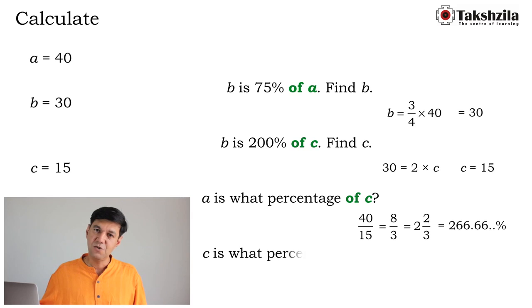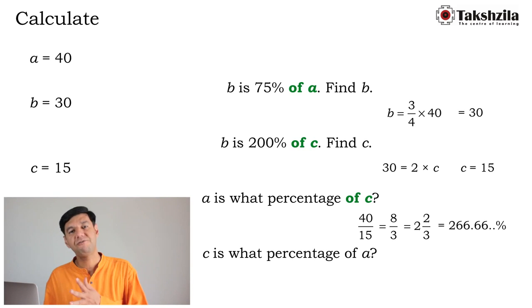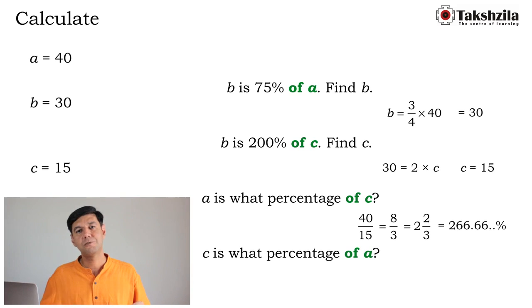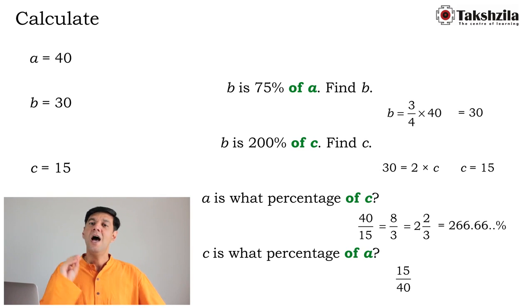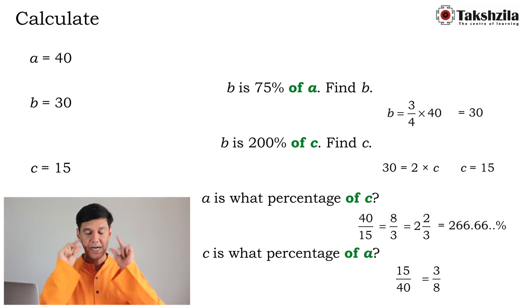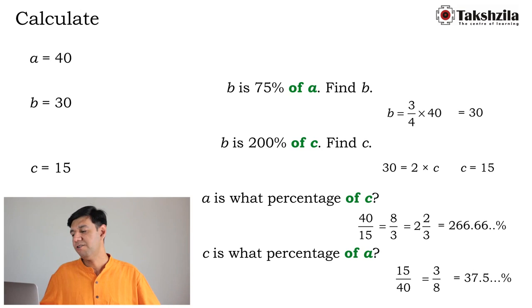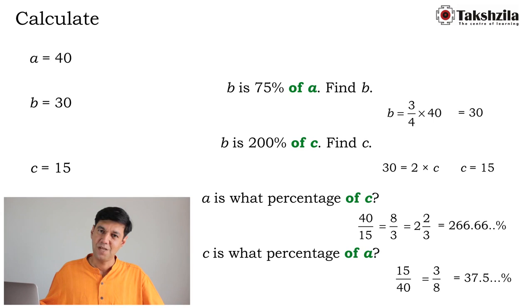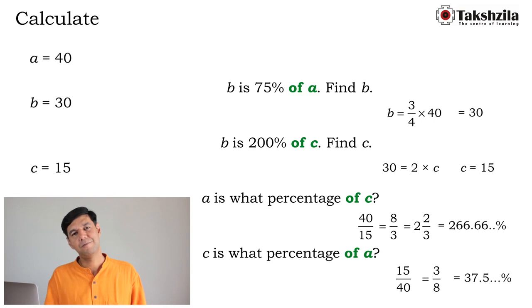What if the question is C is what percentage of A? Now it is of A. So A, the 40, has to be in the denominator. C, 15 has to be 15 by 40. 3 by 8, and 3 by 8 is known as 1/8 is 12.5, thrice. 37.5 is the answer here. Hope you get this. It's a pretty simple one. So two basic forms of calculation are done. There's just one more form which we'll cover next.